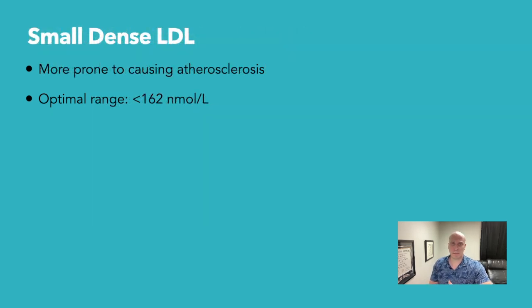The next test usually reported is your small dense LDL. Small dense LDL in general are more prone to causing heart disease, also known as atherosclerosis. The optimal number on that test is less than 162.